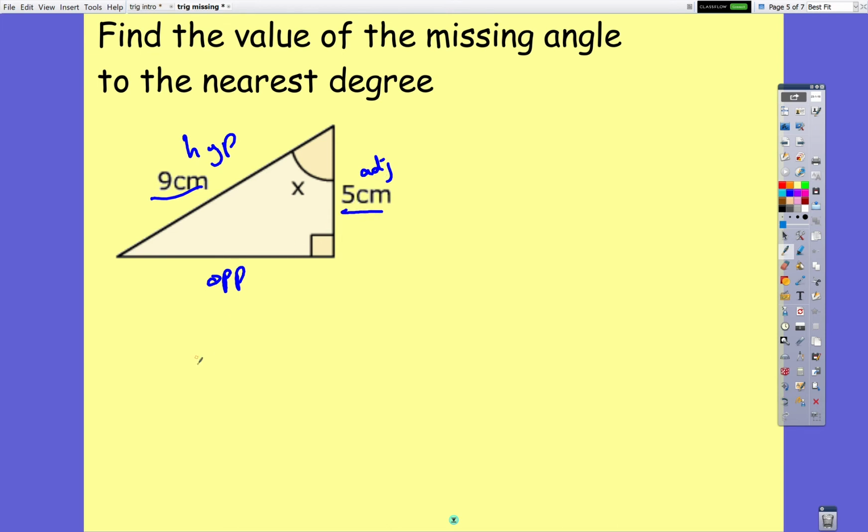Adjacent? No, because we've got a length but nothing there, so we get rid of it. So we're left with the hypotenuse. Thinking of our triangles, our little tools, we're left with cos. Remember, start off with your first letter.